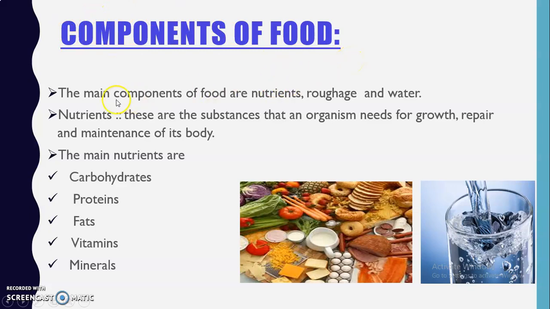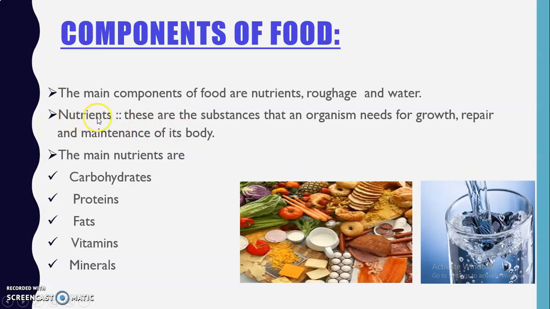Components of food. The main components of food are nutrients, roughage, and water. We have already seen that human beings make food from plants and animals. We obtain our food from plants as well as animals, and we need food for a lot of energy and for growth and repair. For this we need a lot of nutrients, roughage and water. Water is also a very essential component for the growth and repair of the body cells.